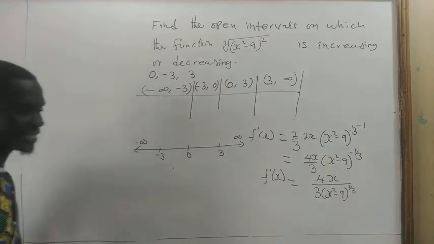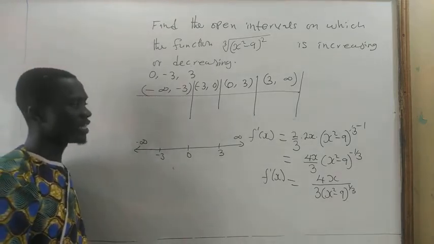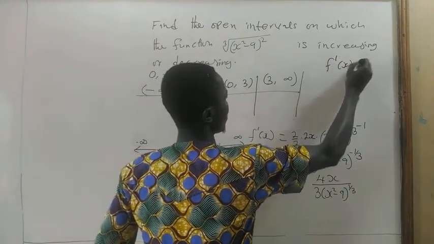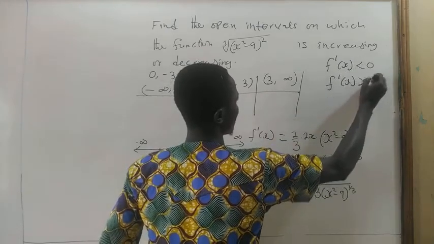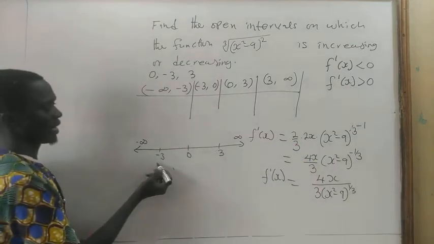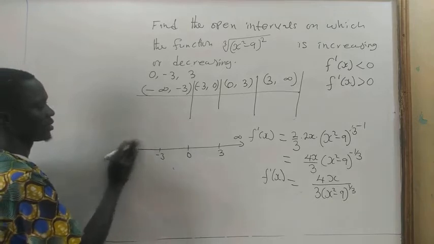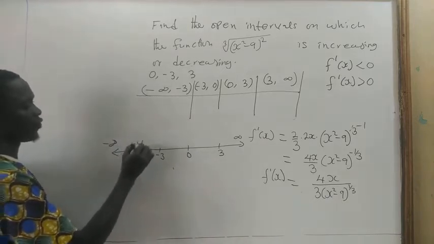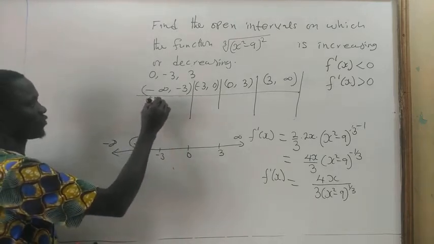So we are going to test values on each interval to see which values will give us f prime of x less than 0 and f prime of x greater than 0. Now, if you consider the number line, negative 3 to infinity, we can have negative 4 here, so we can test negative 4. So here we are going to test f prime of minus 4.